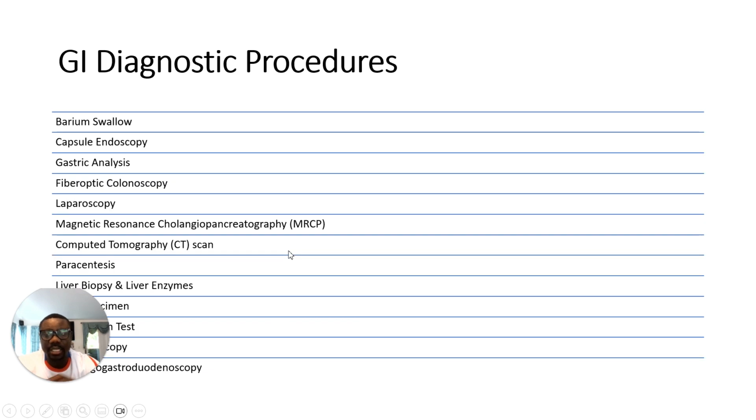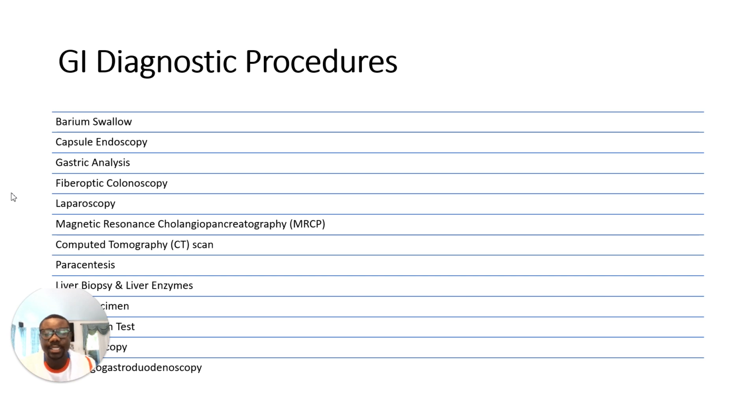Then another important thing is GI diagnostic procedures. These procedures are very important when it comes to the NCLEX. We have to understand them one at a time. The barium swallow is one of those common procedures you would do in GI clinics. So in the GI clinic, you do a barium swallow.